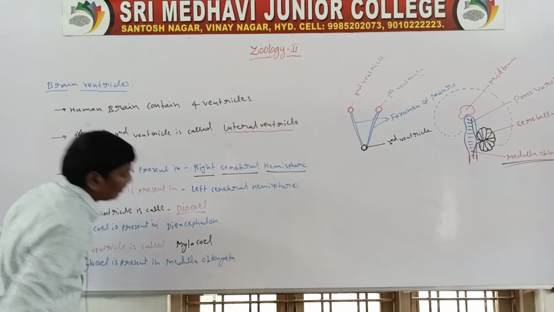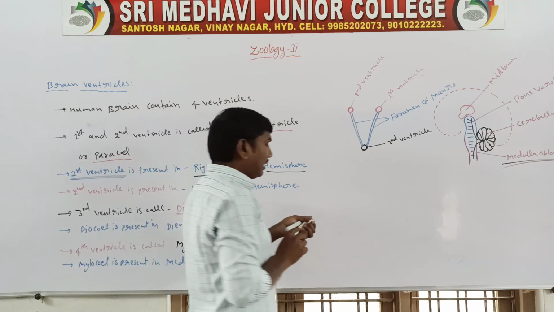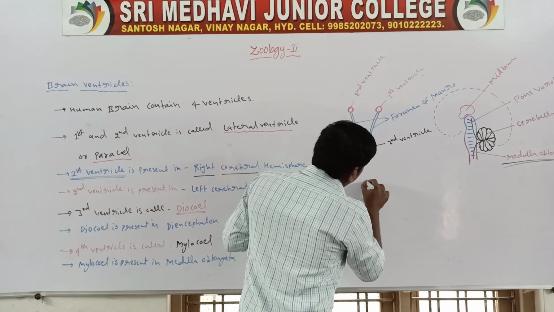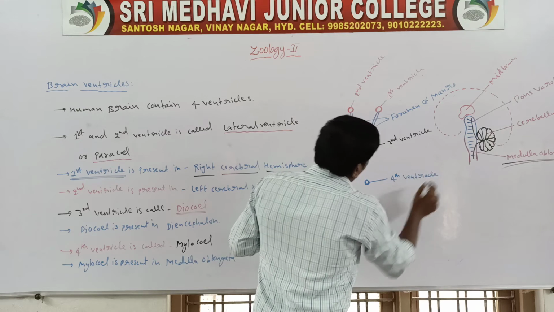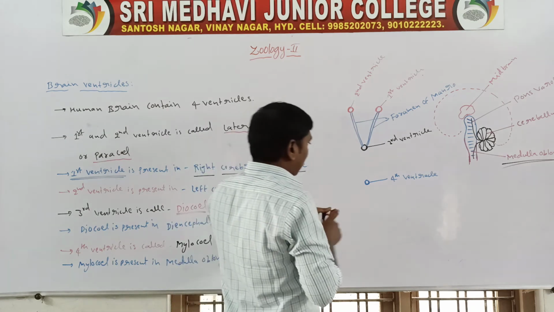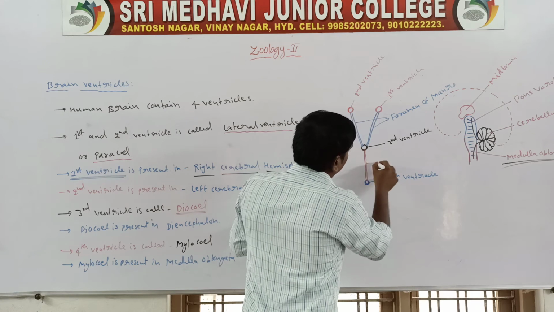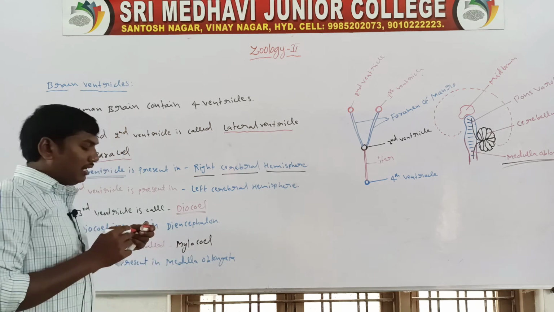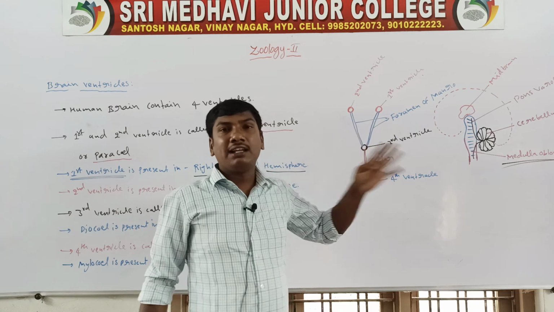The third ventricle is connecting to the fourth ventricle through a narrow canal. This narrow canal is called the iter. So these are the four ventricles of the brain. The brain contains four ventricles.